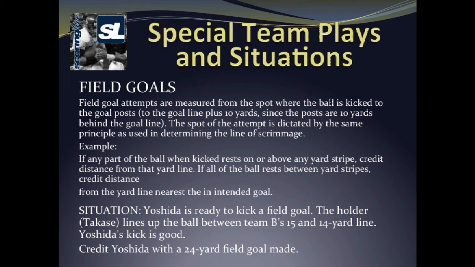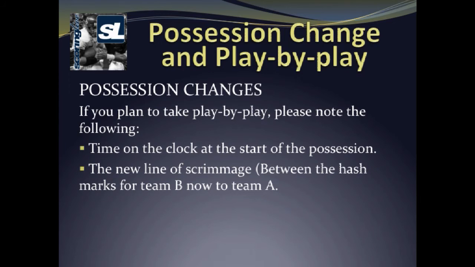Okay. Any guesses? You don't know? Okay, since the ball was between the 15 and the 14, we go forward towards the goal. So you credit Yoshida with a 24-yard field goal. On this type of play, as a statistician, you have to know where the holder is located. If you can tell what yard line that is, then you can record how long the field goal attempt was. In this case, it was 24 yards. Whether he made it or missed it, you record it.